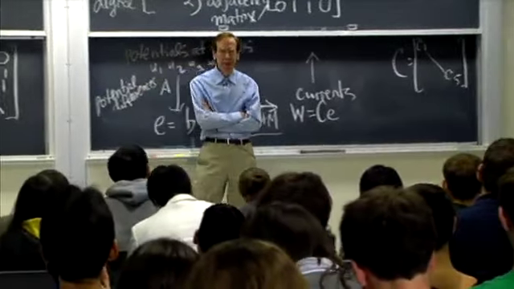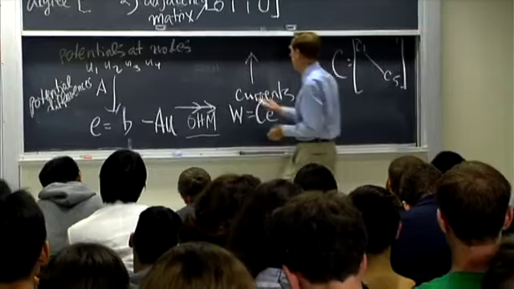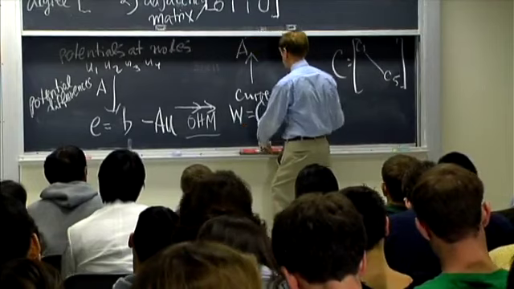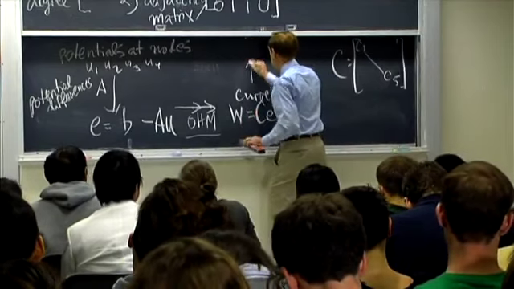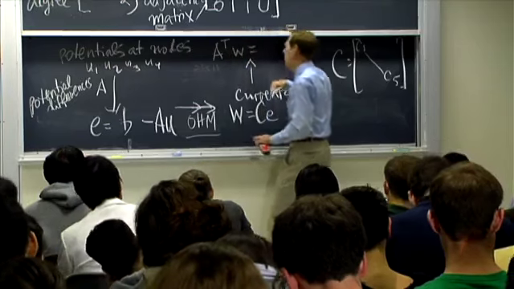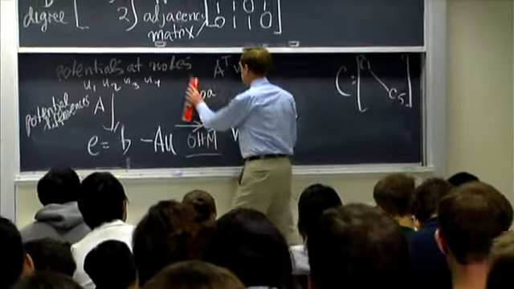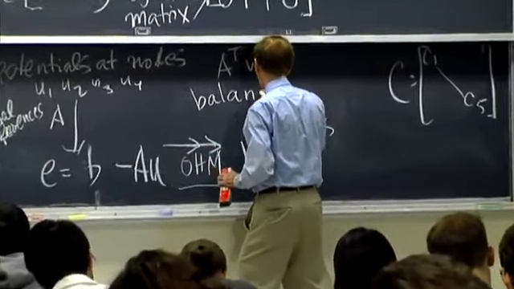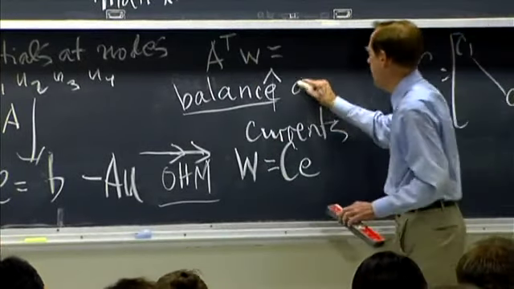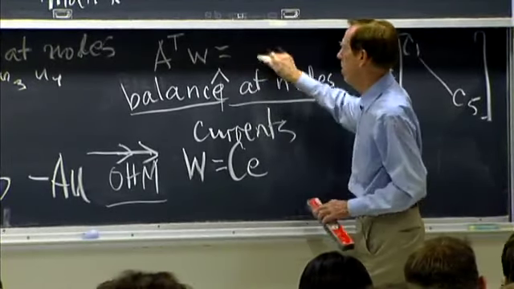Okay, what matrix shows up there? Everybody knows it. A transpose. So the final equation, the balance equation, will be A transpose W equals whatever. The current balance, it's a balance of currents, balance of charge, whatever you like to say. At each node, it's the balance at the nodes, because when we're up on this line, we're in the node picture.